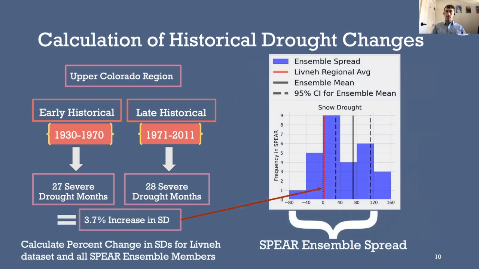We see that the LIVNA data set is experiencing a fractional increase in snow drought conditions, while the SPEAR is predicting a more significant increase if we're looking at the ensemble mean. However, importantly here, the LIVNA estimate is within the SPEAR ensemble spread, and so that lends confidence to our analysis and to the SPEAR ensemble more generally.